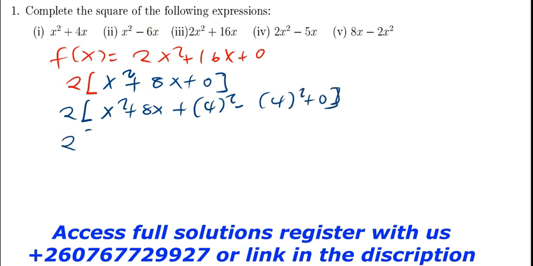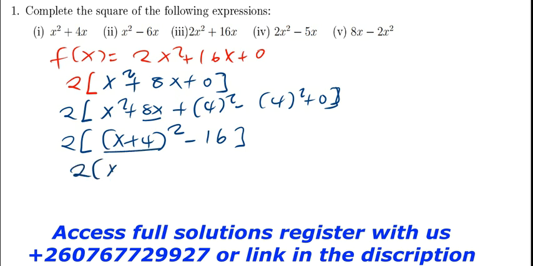So you ignore the part having x, and you say x plus 4, squared, minus 4 squared is 16. The 0 is not going to affect anything. Now from here you have to distribute the 2. So 2 with this, it will just be 2 open brackets x plus 4 squared, minus 2 times 16, which is 32. So that is my answer. It's very simple, right? It's something that is not complicated, guys.